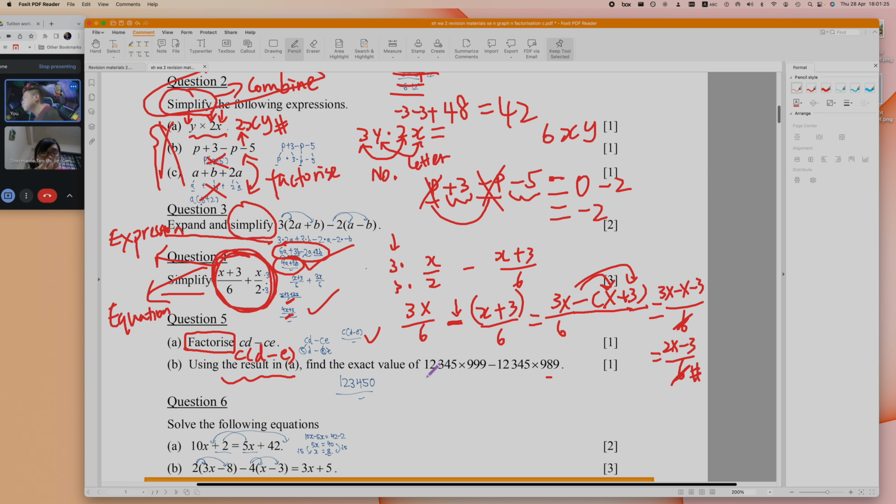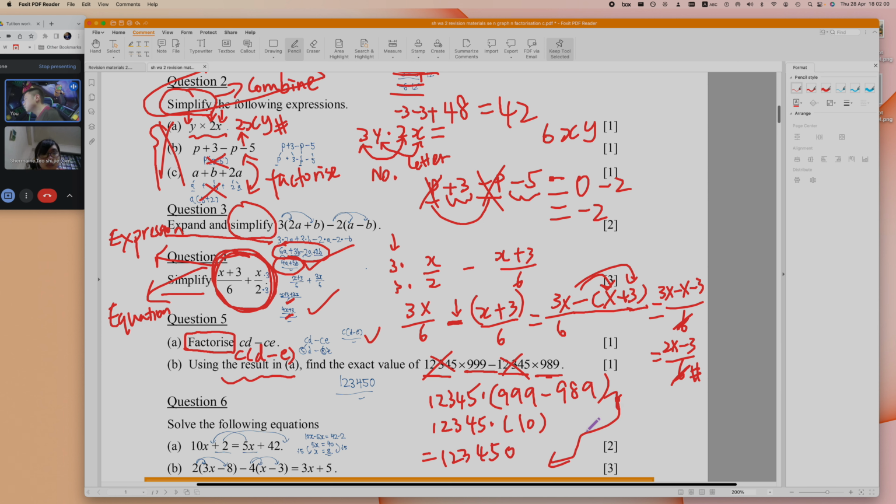So what you do? Can you see that these two are common? So when these two are common, just take out the common one. So gone, gone. So what are you left with? You are left with the 999 minus the 989. So this is your working. So then you will see 1, 2, 3, 4, 5 times 999 minus 989, which is 10. So 10 times this one is equal to 1, 2, 3, 4, 5, 0. This is your working for this question.